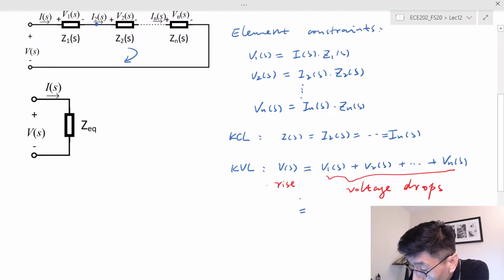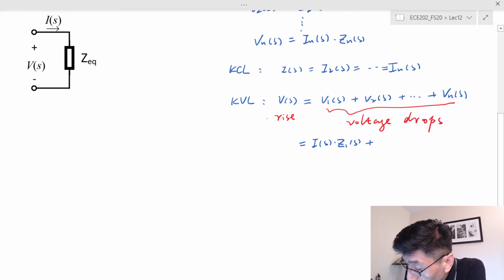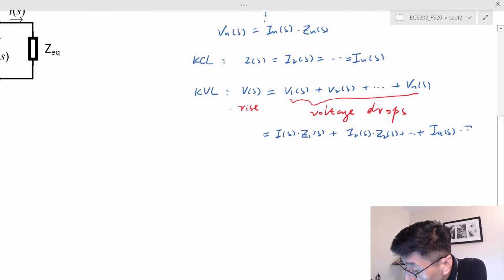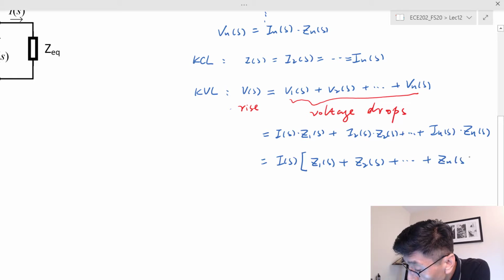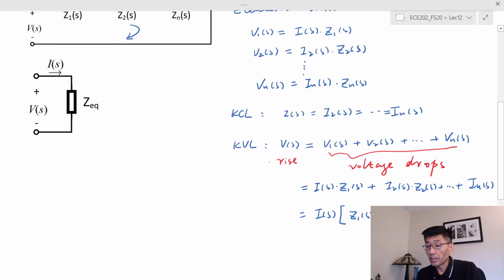So I substitute all the things I had. I have I sub s times Z sub 1s, and I have I2s times Z sub 2s plus I sub ns times Z sub ns. Since these currents are equal, I replace all the I2 and I sub n, and so forth, by I sub s, so I can factor the I sub s out. So I sub s times Z sub 1s plus Z sub 2s plus up to Z sub ns. This is the equation in terms of the first circuit here.